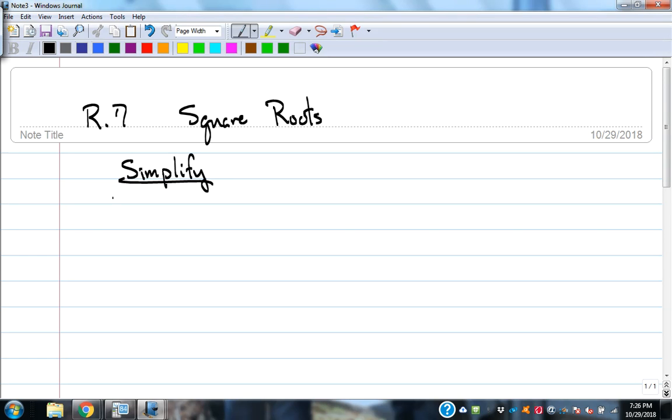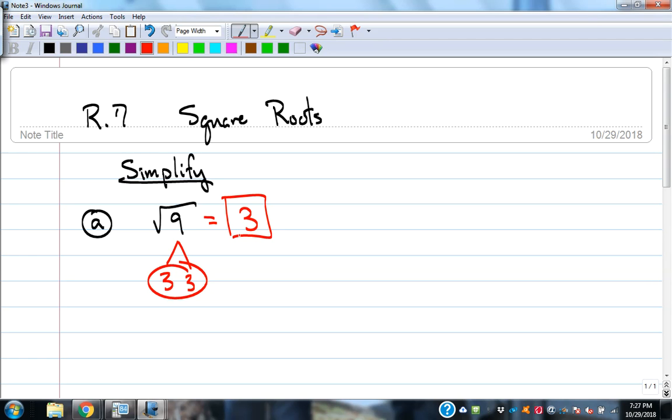So let's take a square root that we know already. Square root of 9. Everybody knows the square root of 9 is 3. But why? Let's think about the factor tree for 9. 3 and 3. There is a pair of 3s. If we're taking a square root, we're talking about pairs. There is one pair of 3s. So that's why the square root of 9 is 3.